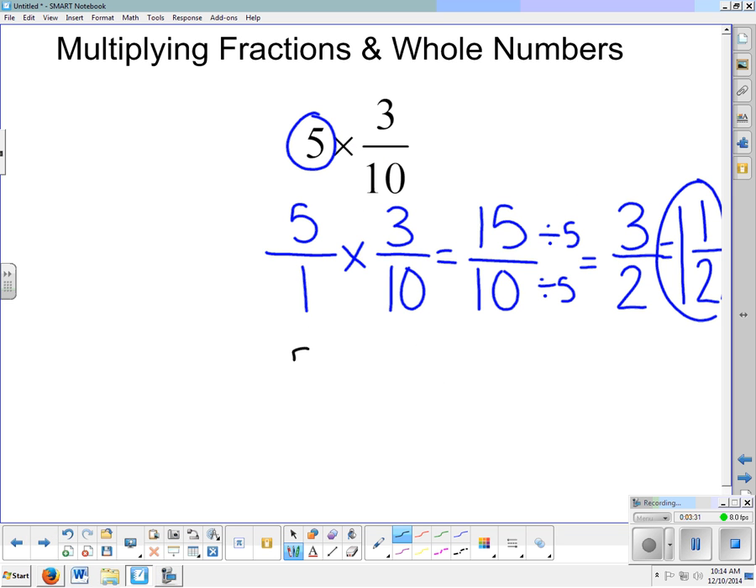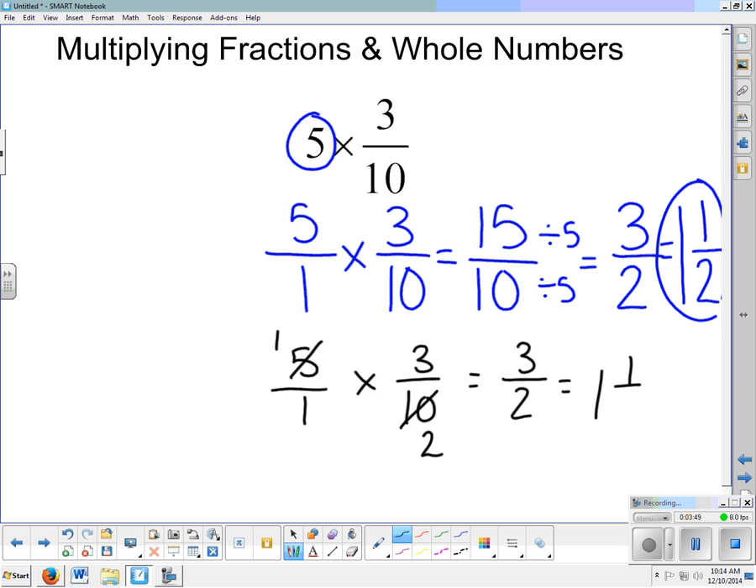All right? We're going to go really fast, taking my work from before. 1 and 3, nothing. What about 5 and 10? 5/10 should become 1 and 2. Excellent. 3/2, which is 1 and 1/2. Okay.